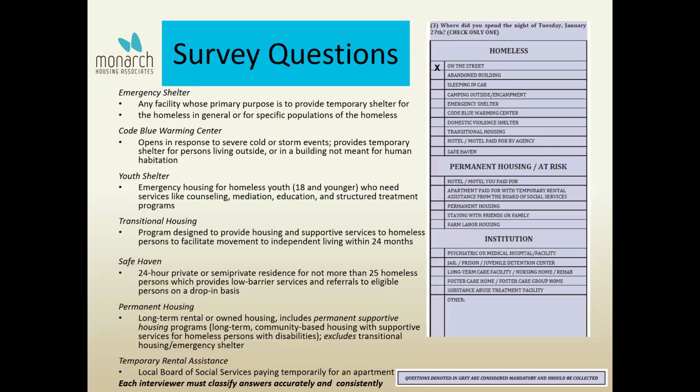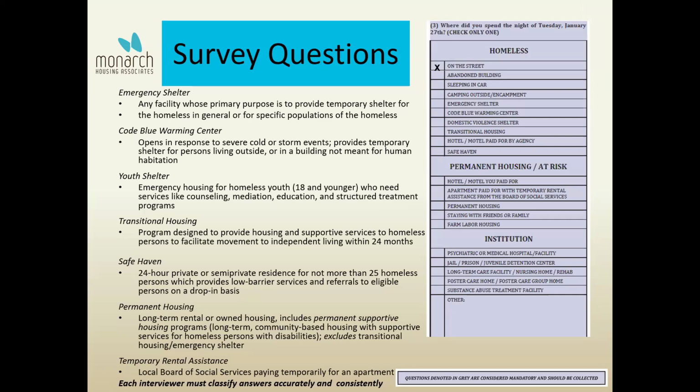I would put them on the street, because otherwise if they weren't in that waiting room, they'd be outside. For the Code Blue Warming Center, only if they're physically at the warming center should you put that for now.